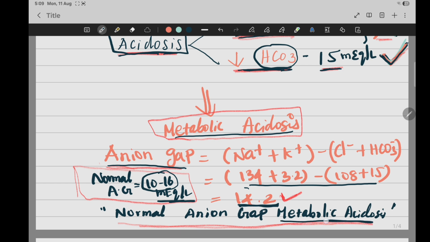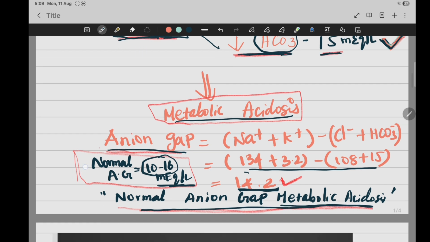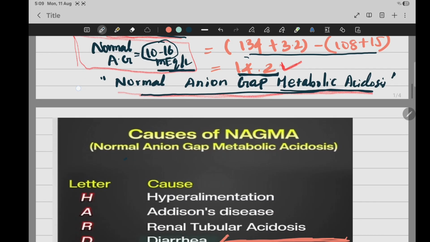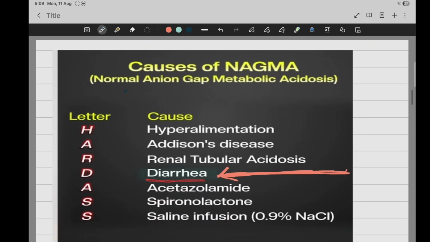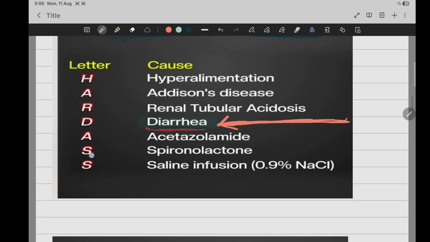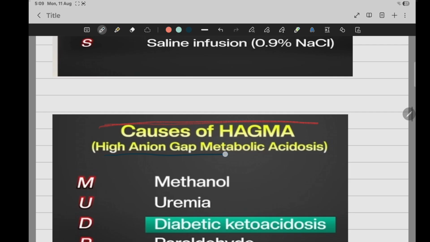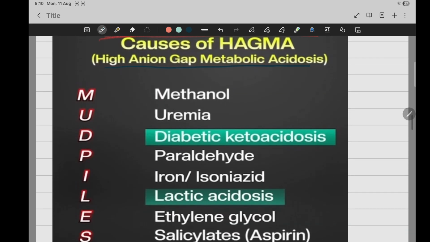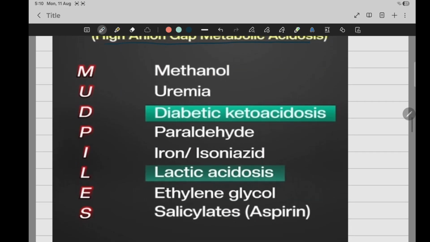Whenever you see normal anion gap metabolic acidosis, you need to think of its causes. Just remember what this patient's problem is: diarrhea. Next, if it is a high anion gap metabolic acidosis, you need to consider methanol, uremia or ketoacidosis, which are very important disease conditions. Lactic acidosis you also need to monitor.